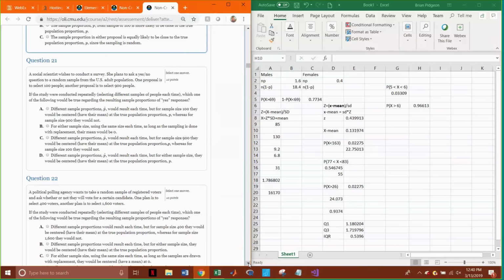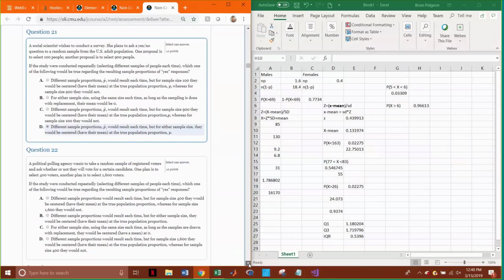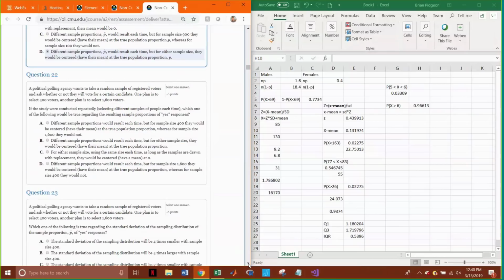So this question is testing you on whether or not you know where the distributions are centered. So different sample proportions would result each time, but for either sample size, they will have their centers at the true value. That is true. Their variability is different, but they are both centered at the mean, at the true population value. And this is the exact same question, but now we're doing 400 and 1,600. So different sample proportions will result each time, but for either sample, they will have their centers at the true population value.